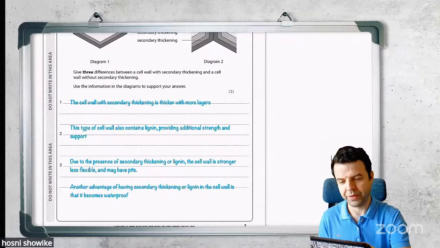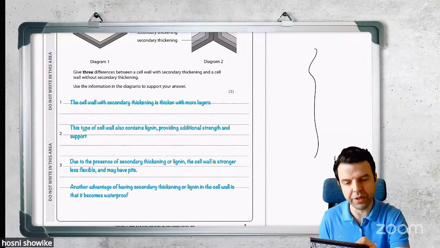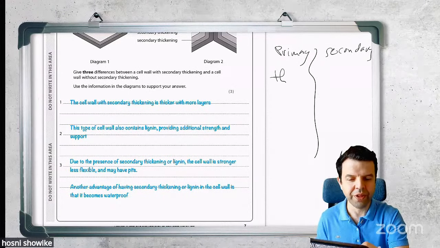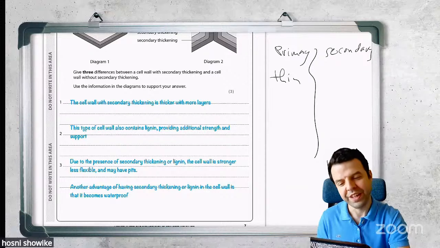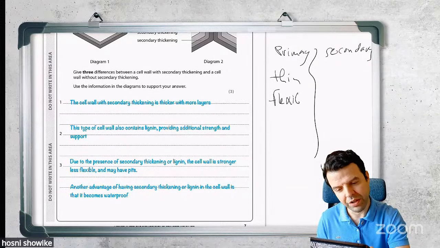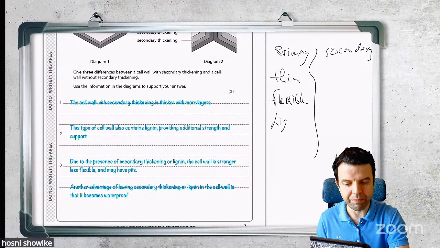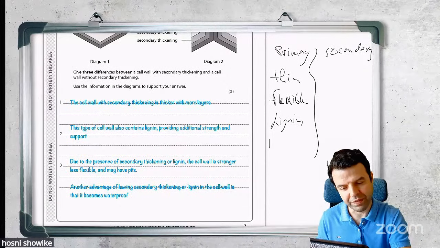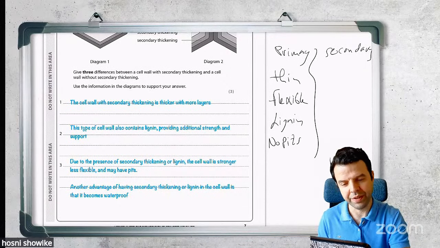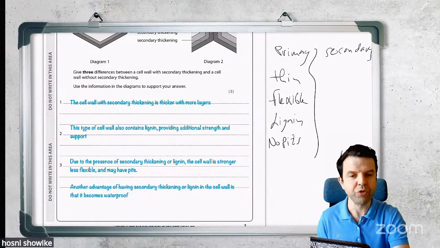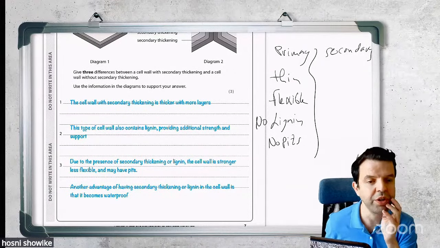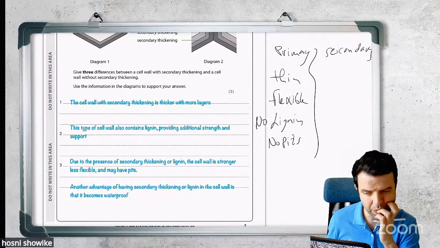Okay? So again, I just want to make a quick comparison here between primary and secondary walls, just for revision. Thin, thick, flexible, non-flexible. Lignin present, lignin absent. Pits, say no pits in primary, right? Waterproofing, so all the things related to lignin are only present in secondary, not in primary. Okay?